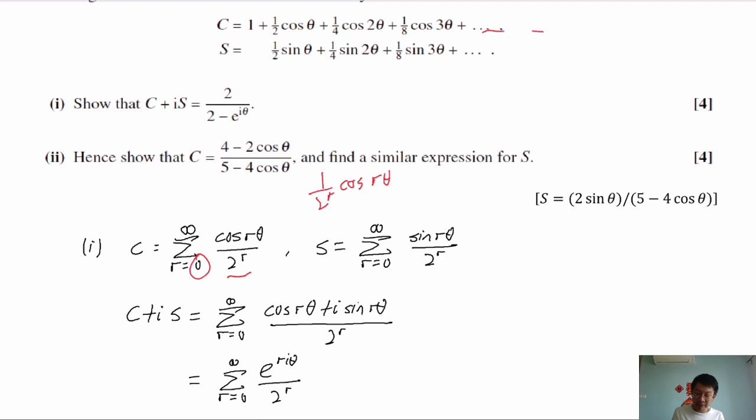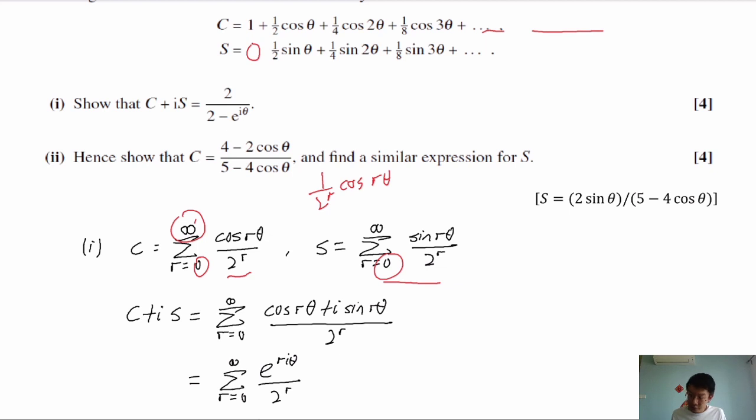This one is an infinite series, so it sums to infinity. And for S it is the same thing. Although there is no such term here, to ensure that we have the same values of r from 0 to infinity, we force ourselves to start with r equals 0.